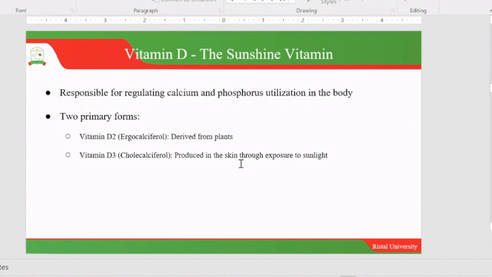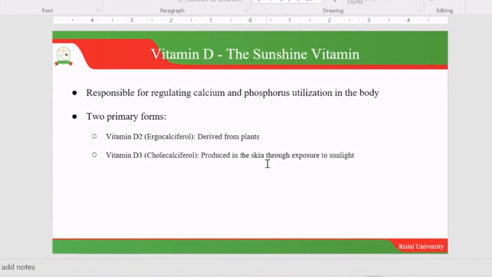When we talk about vitamin D, like we looked at yesterday, this vitamin is responsible for regulating calcium and phosphorus utilization in the body. And we say there are two primary forms.